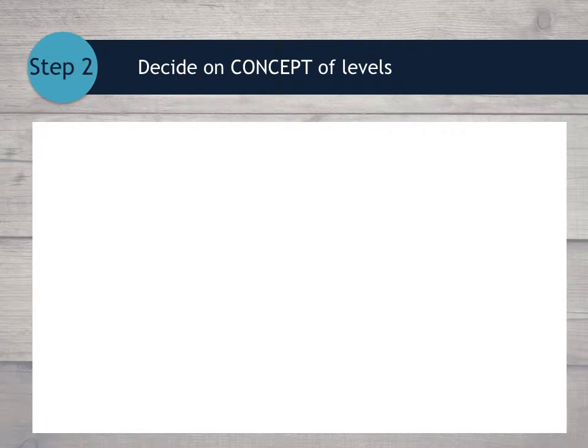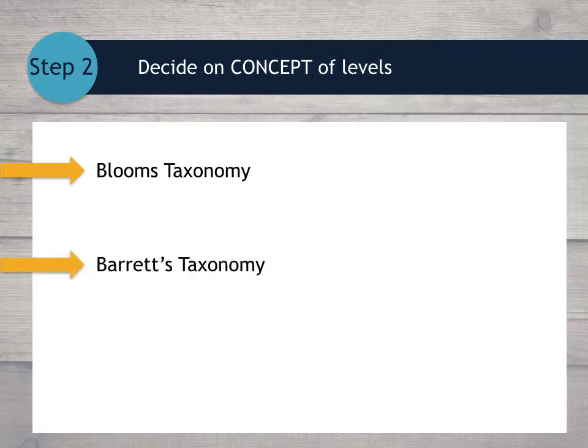We've now got to decide on the concept of levels. So remember we said there are 3 possible ones, and there are many others, but these are the 3 that are most commonly chosen. There's Bloom's taxonomy, there's Barrett's taxonomy, and then there's the Solo taxonomy. So when you're first developing rubrics, it's advisable just to choose one of these. Don't try and combine them, but you'll find as you get more experienced, you will want to combine them.